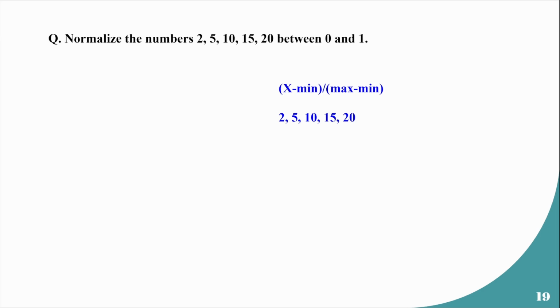If you notice some sort of pattern here, for example, let's try to do the first element. For 2, what will it be? 2 minus the minimum value. The minimum value in this case is 2, right? If you compare 2, 5, 10, 15, 20. So 2 minus 2 divided by max minus min. The max is 20 minus 2, so that will be 18. 2 minus 2 is 0, right? So this value will be 0.